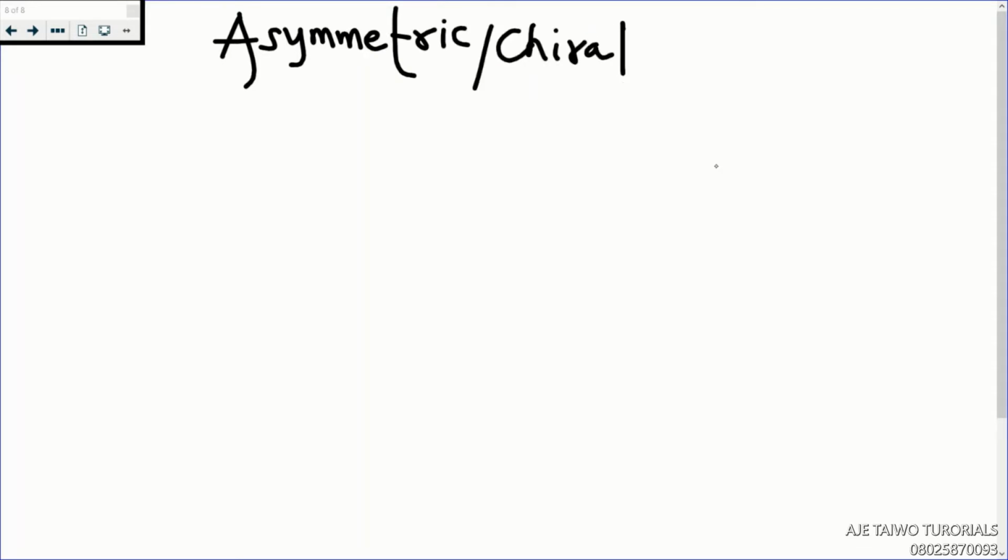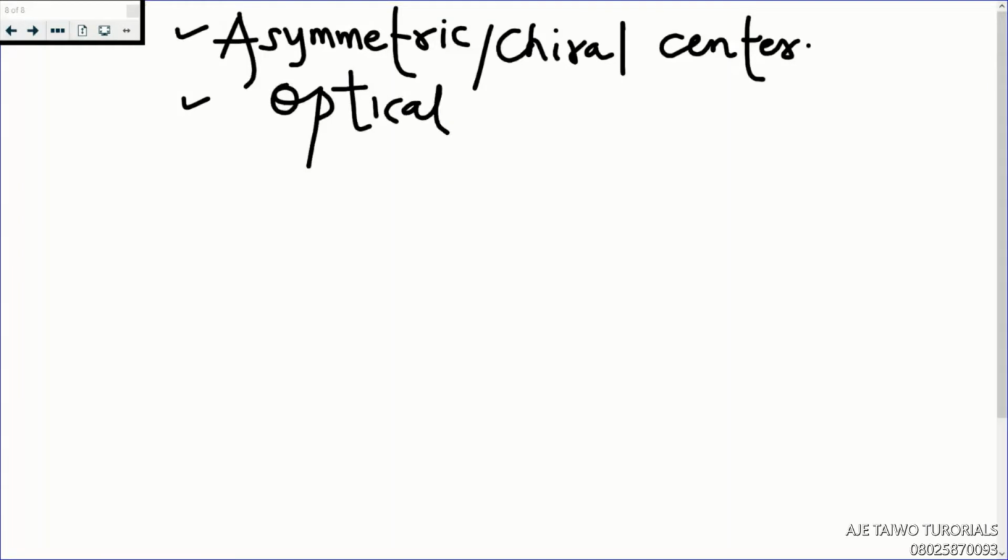Molecules, just watch this. These are terms they will ask you to define. They can ask you to define asymmetric or chiral center, or they will say define chirality. They can ask you to define what they call optical isomers. What are optical isomers?